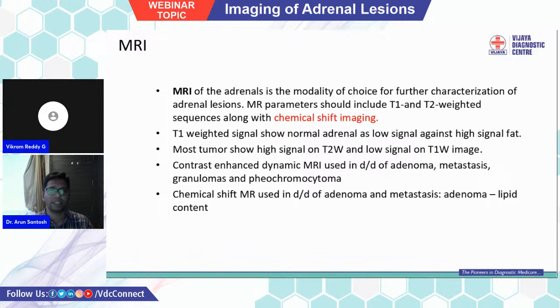On T1 weighted imaging, the normal adrenal shows low signal intensity against the high signal fat, and most tumors show high signal on T2 weighted images and low signal on T1 weighted images. Contrast enhanced dynamic MRI is used in the differential diagnosis of adenoma, metastasis, granulomas, and pheochromocytomas. Chemical shift imaging is primarily used to detect whether the lesion is an adenoma or a non-adenomatous lesion.